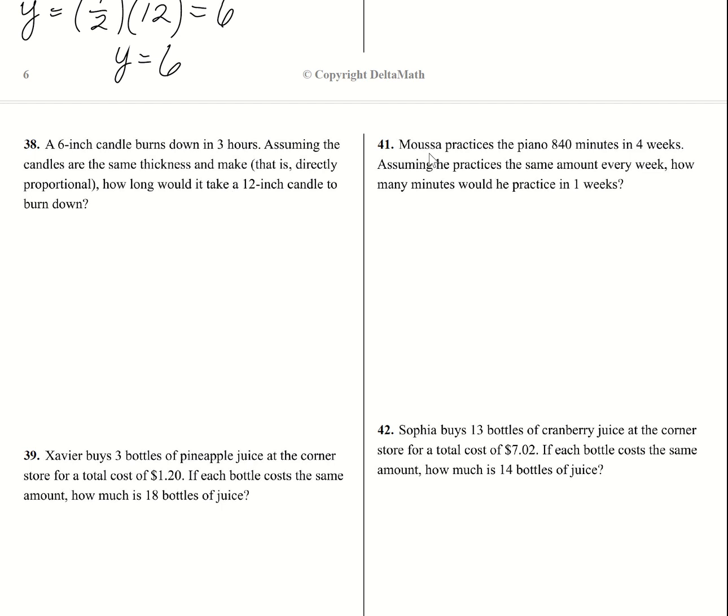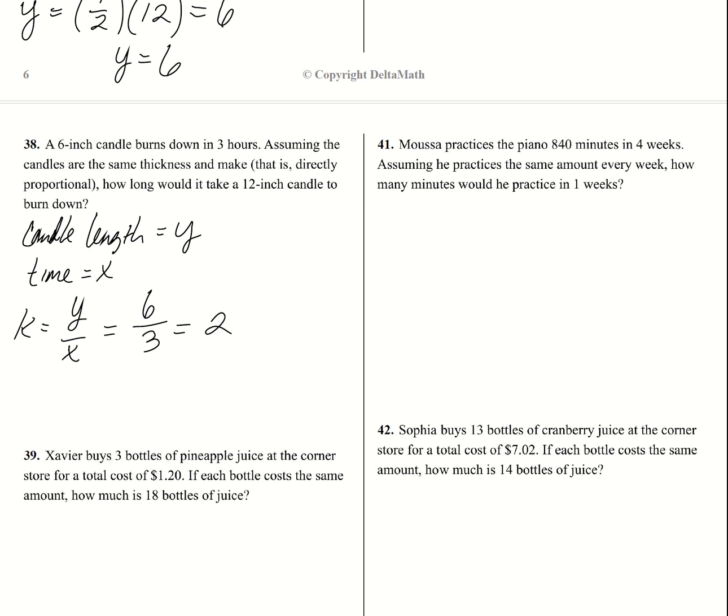These are direct variation word problems. They're a little bit different than what we looked at in class, but you should be able to figure it out using the same strategy. So we could say a 6-inch candle. So we could say candle length is y, and we could say time is x. So k is equal to y over x, and we have a 6-inch candle, so candle length is y, burns in 3 hours. Time is x. So now our k value is 2.